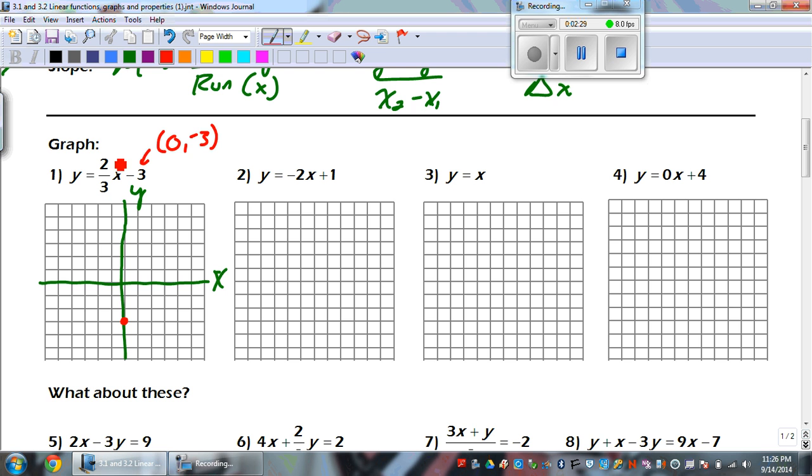So the 2 is positive, that's rise over run, so that 2 means go up 2. And the 3 is positive, so that means go to the right 3. So from my y-intercept, I'm going to go up 2, right 3, put a point. Up 2, right 3, put a point. And I can also go down 2 and left 3 to keep that pattern going the same. Connect your dots, make sure you draw arrows, because that line will keep on going forever and ever. And there you go.